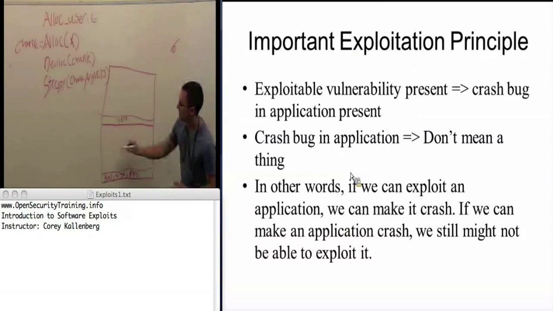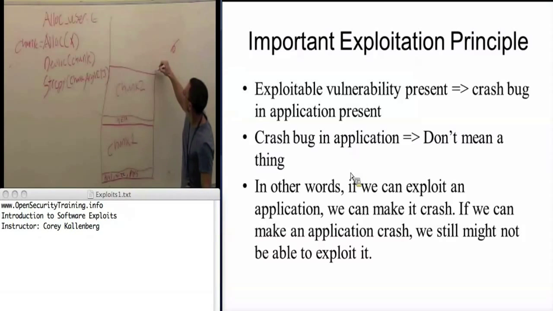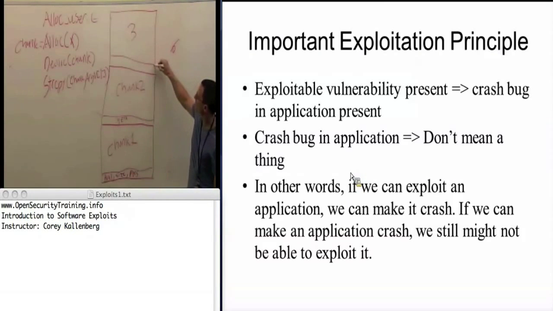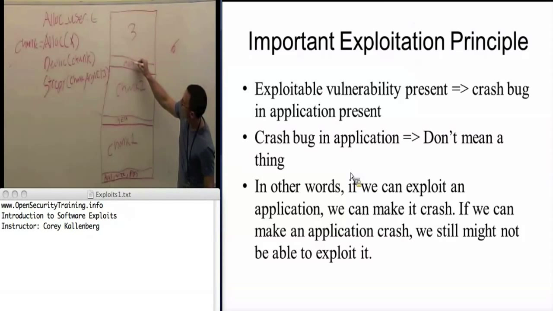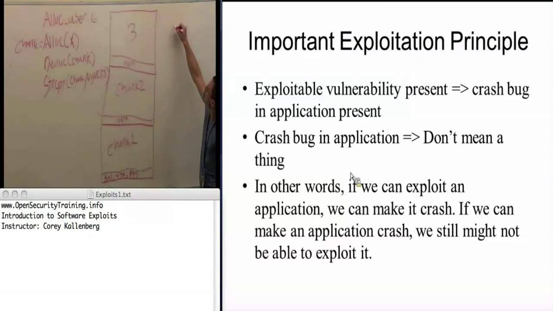So we'll say this is chunk one. Chunk two. And then, okay, so here's a question for you guys. Let's assume alloc user did something like this. So we have, I'll just say C1 for chunk 1 equals alloc, C2 equals alloc. All right, so this is what my heap is looking like based on the source code here.